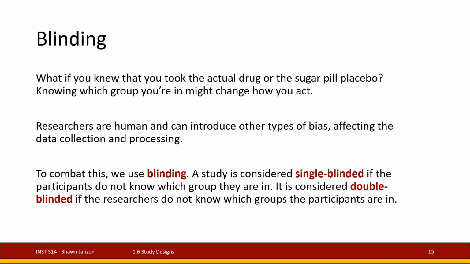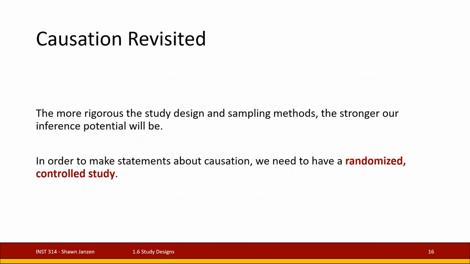A single blind is when the participants don't know which group they're in, treatment or control. A double blind is when the researchers also don't know which groups the participants are in, which keeps the researchers from having their own biases interjected as well. Remember I was saying before that there are many different types of bias in research in general, and so I strongly encourage you to go explore some of those that are outside of the selection biases we're covering in class.